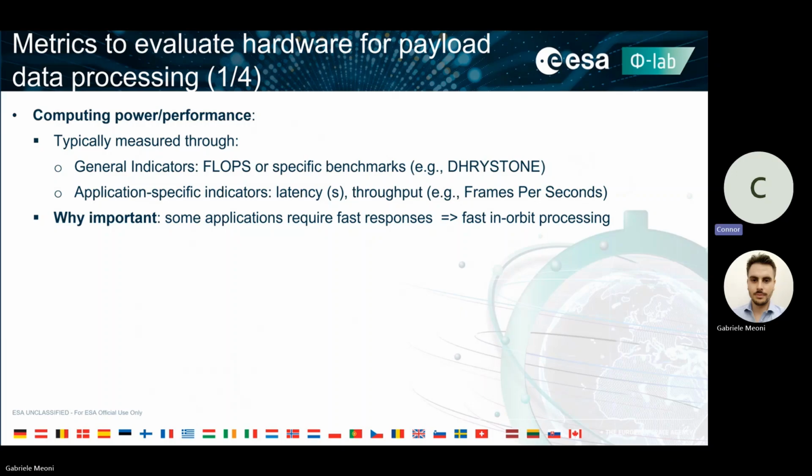How do you measure the computing performance? Well, there are different metrics. One is floating point. Others are specific benchmarks, so algorithms that you run on the hardware, and the quickest one is the best according to those algorithms.